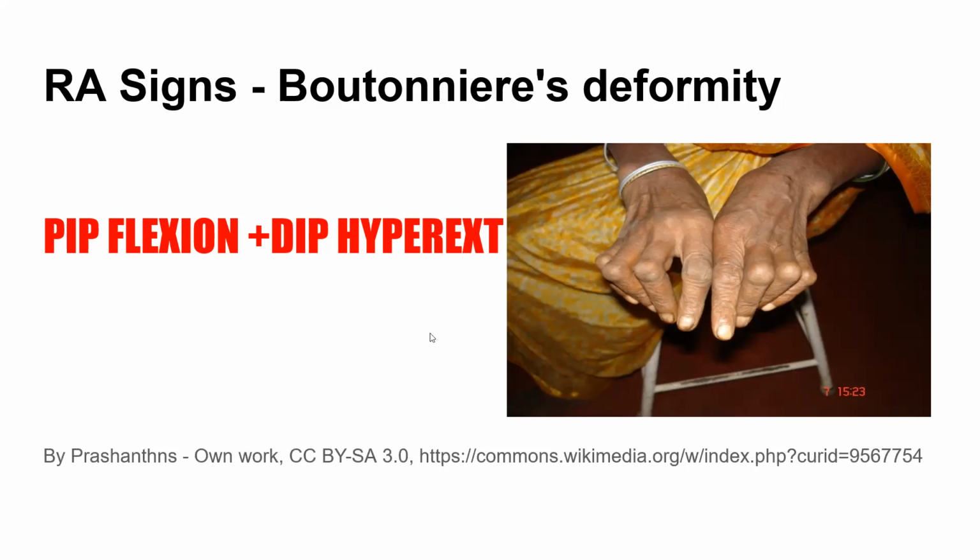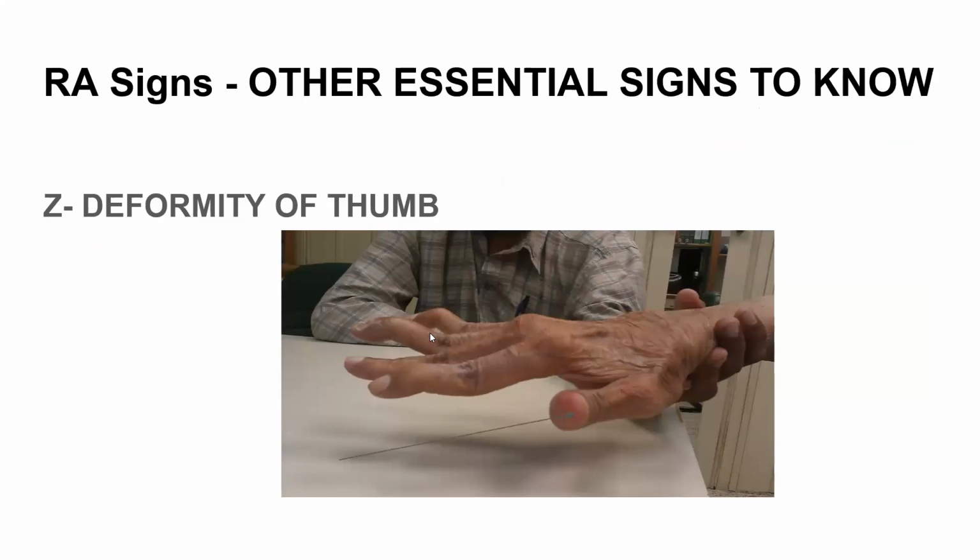I hope it's a clear one. All right, and another sign that you have to remember for this one is Z deformity of the thumb. If you look at the thumb here in this picture, where I'm moving my cursor, you can see the shape of the thumb. This is called Z deformity of the thumb on examination. So it's another important sign of rheumatoid arthritis that patients experience. Okay, so this was this one.